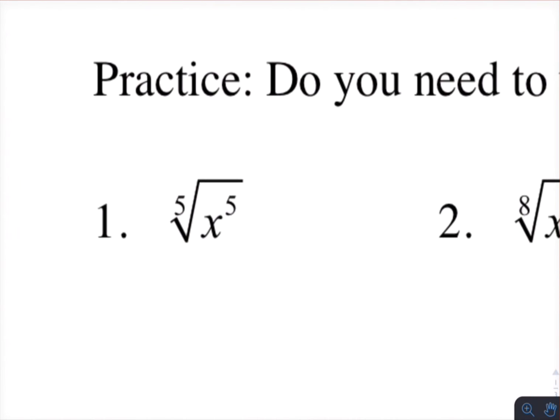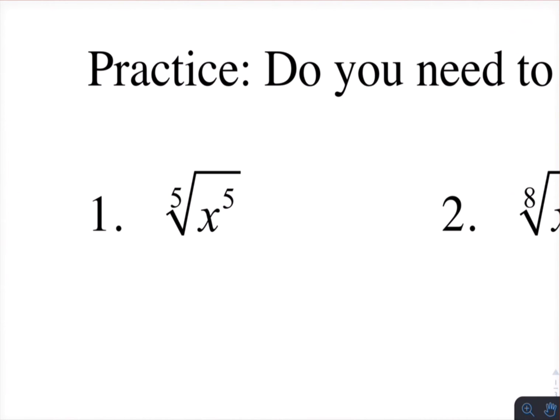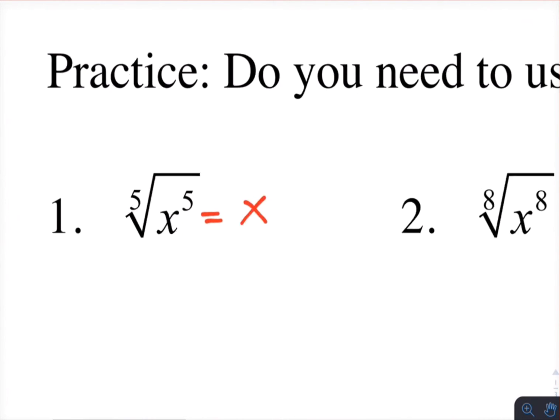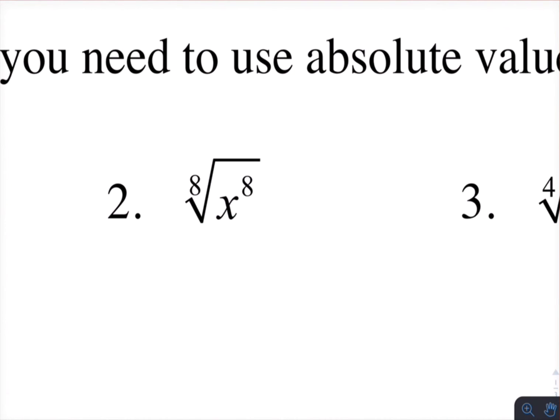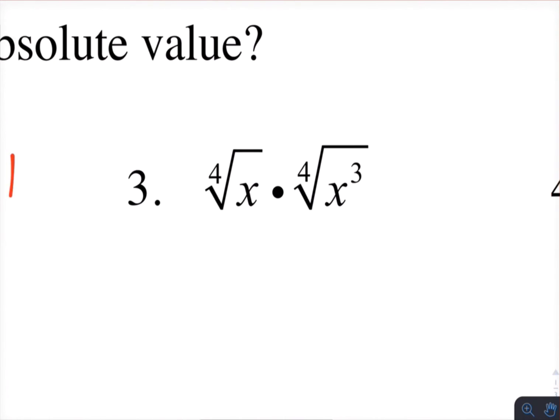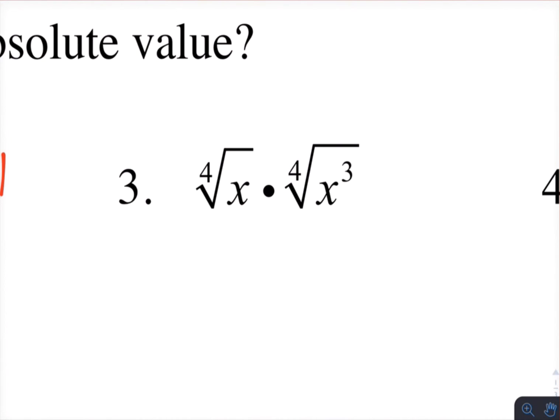Looking at this first one, we do not need an absolute value. This is just x, again, because we have the odd root. In this one, we do need an absolute value. In this one, notice that the domain is just 0 to infinity because of that fourth root of x. X cannot be a negative number. So even though when we multiply these together, we get the fourth root of x to the fourth, we still do not need an absolute value because x cannot be negative. It's not in the domain.